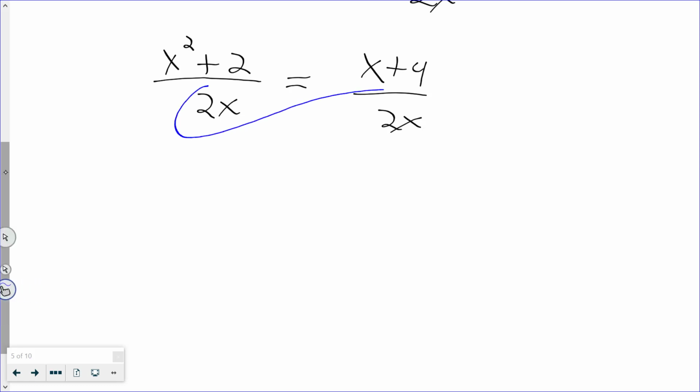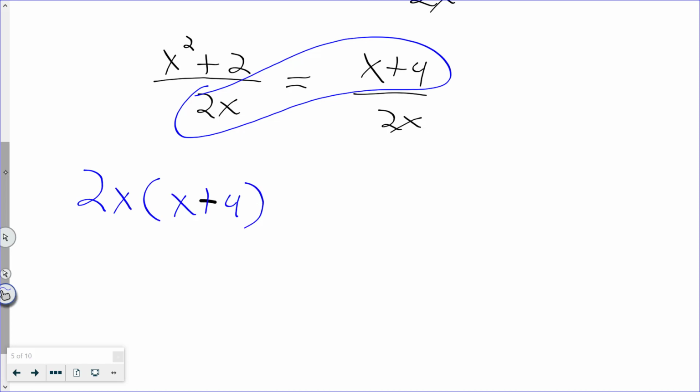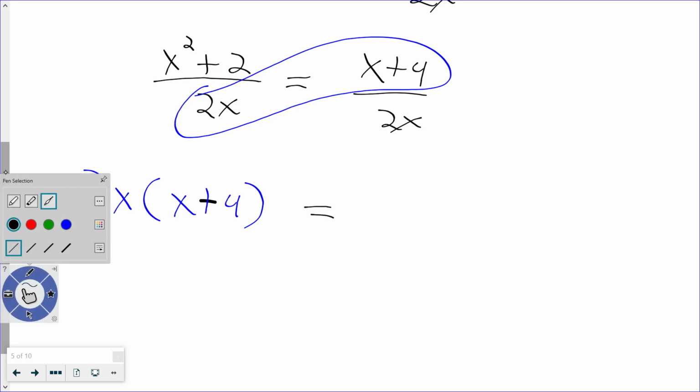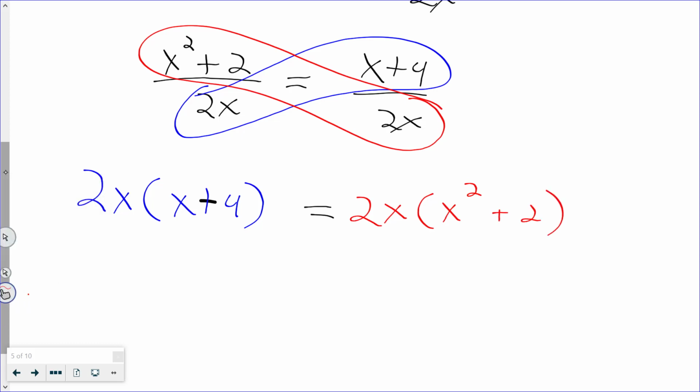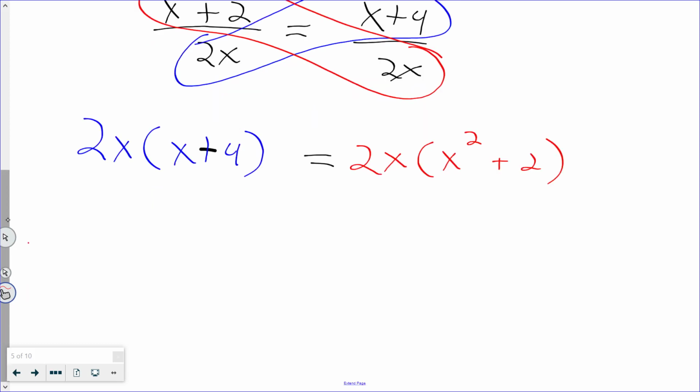So when you cross multiply, you get 2x times x plus 4 that equals 2x times x squared plus 2. How about this? Does this look good to everyone? All right, so what do you think we should do? Some of you want to distribute, right, to get rid of the parentheses? You could, right? Is there anything else you could do?